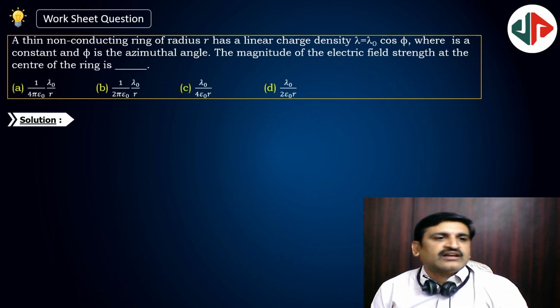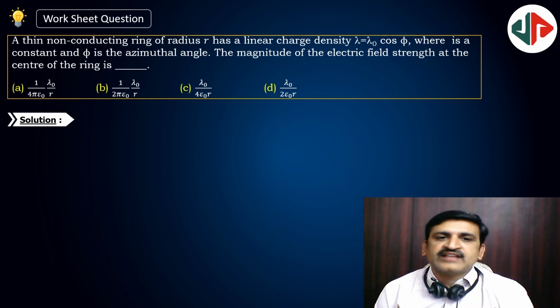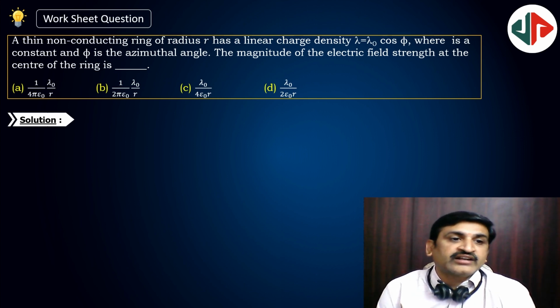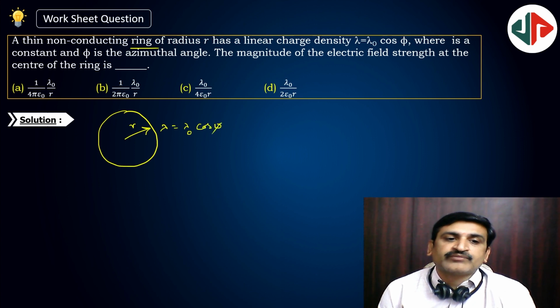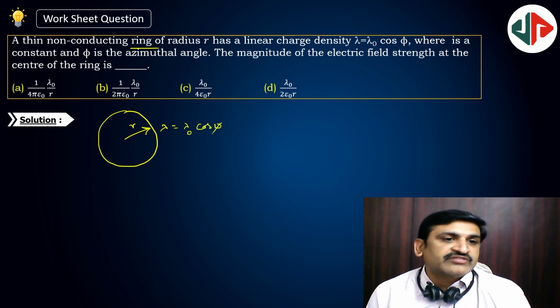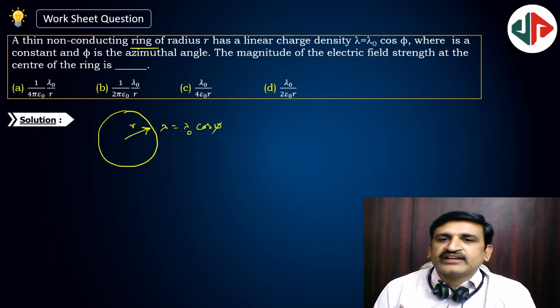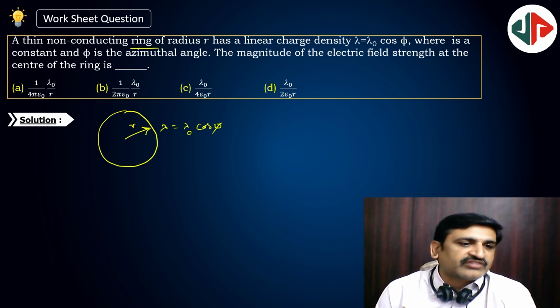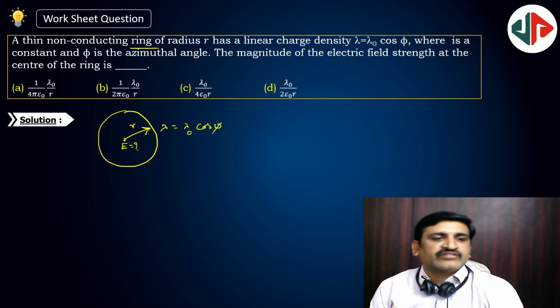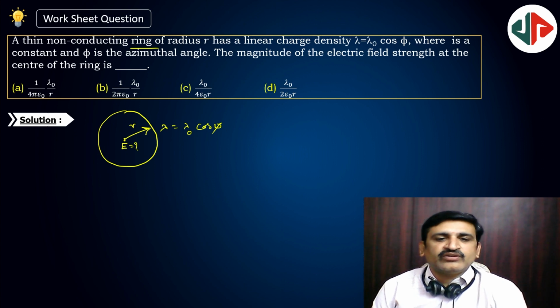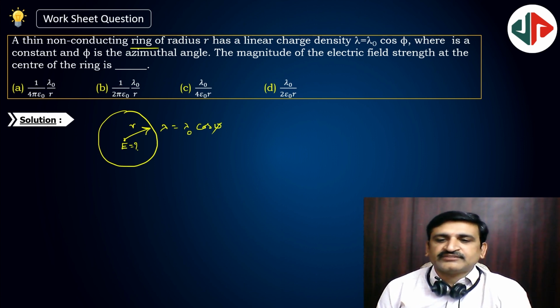A thin non-conducting ring of radius r has a linear charge density lambda equal to lambda naught cos phi, where lambda naught is a constant and phi is an azimuthal angle. The magnitude of the electric field strength at the center, E, is equal to how much? Here you need to know a little concept about the azimuthal angle.